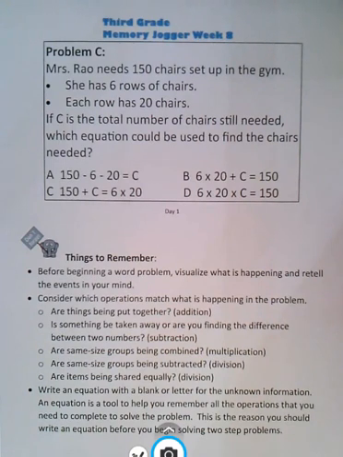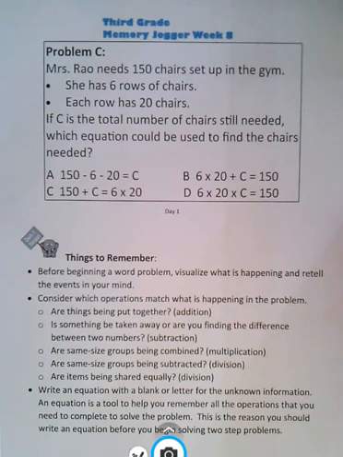Anytime we put things together, that's going to be addition. For example, in this problem, we're putting together the chairs that are already set up with the chairs that will be set up. So there's some type of addition happening in this problem. Is something being taken away, or are you finding the difference between two numbers? So you could also look at this as we have 150 chairs and we have a certain amount. So what's the difference between what we have and what we need?